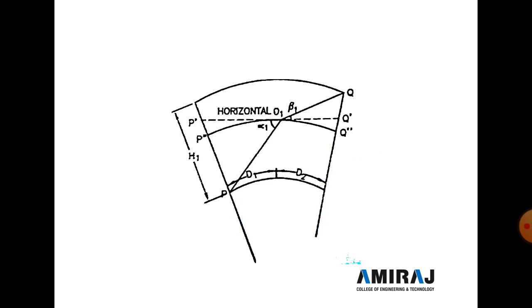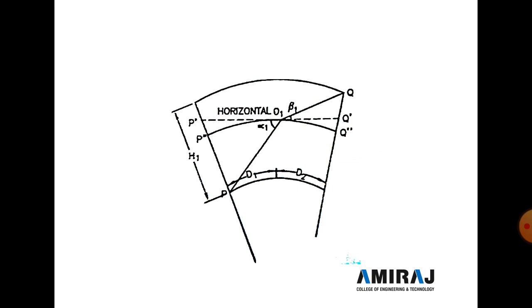Now c1 and c2 are both the corrections due to curvature of the earth and refraction. As the distances d1 and d2 are nearly equal and the corrections c1 and c2 are approximately equal, here the h1 value is d1 tan alpha 1 plus d2 tan beta 1.